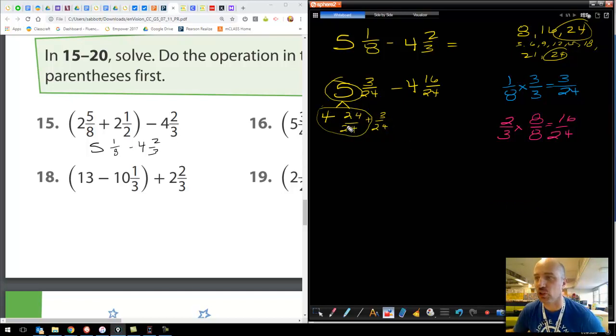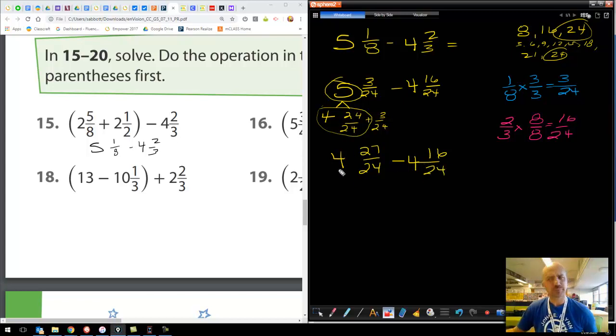So we're regrouping this 5 into 24/24ths. I'm adding it to my 3/24ths to get a total of 4, and 24 plus 3 is 27/24ths. And yes, we have that improper fraction there, and that's what we want. That's going to allow us to take away the 16. And I'm going to subtract 4 and 16/24ths.